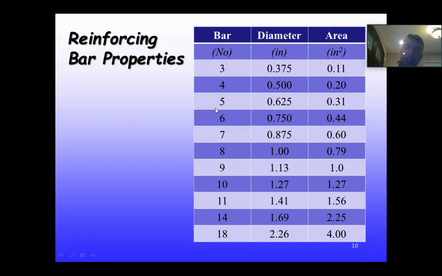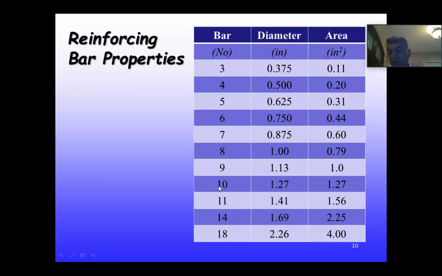So these are the standards that this country goes by, which means you will not find a bar number 12. You will not find a bar number 13. They don't make it. You're not going to find a 15 or a 16 or a 17. They are not made. Why? Because every manufacturer follows the country's requirements. Okay, ASTM and all that. So this is the bars.